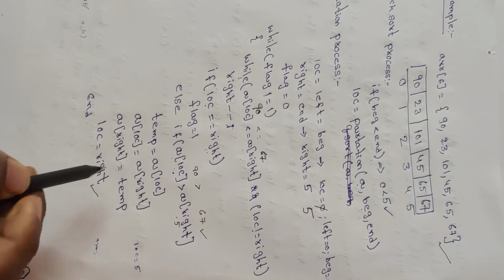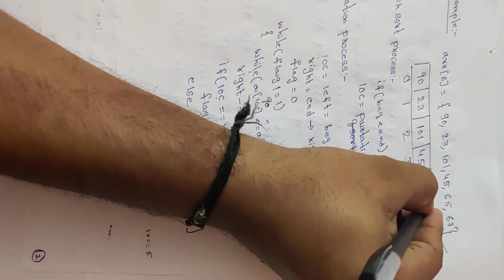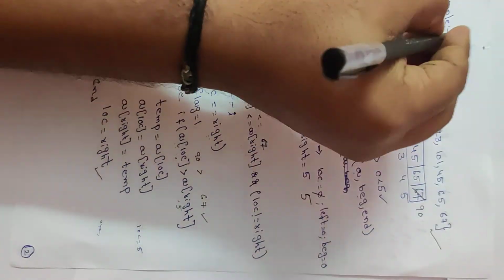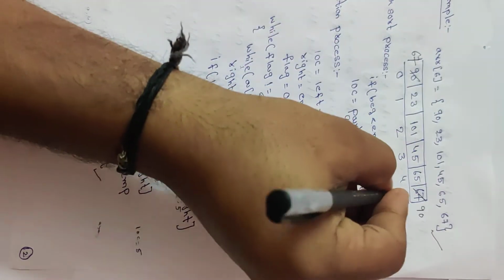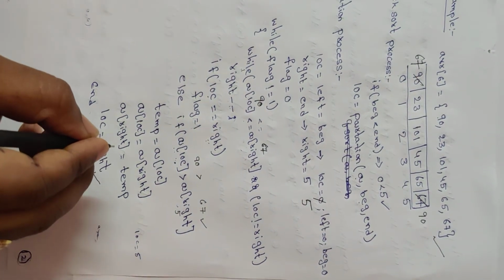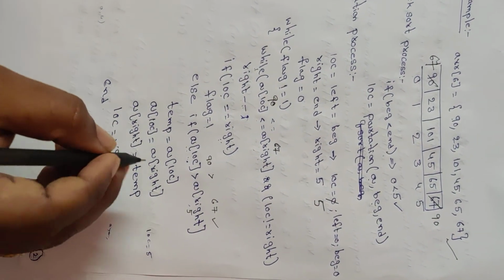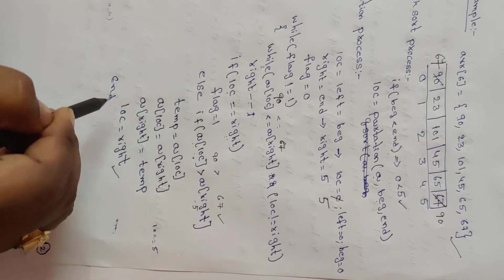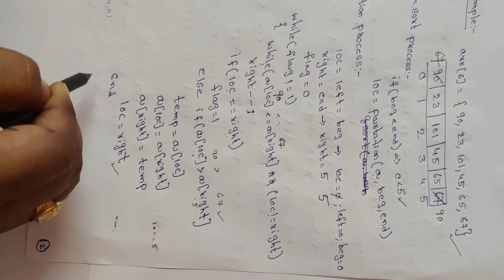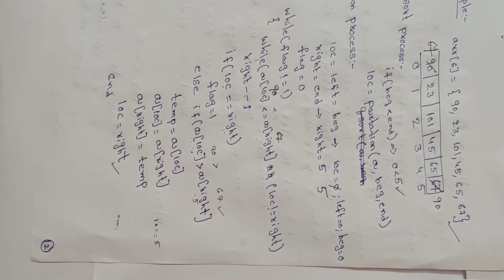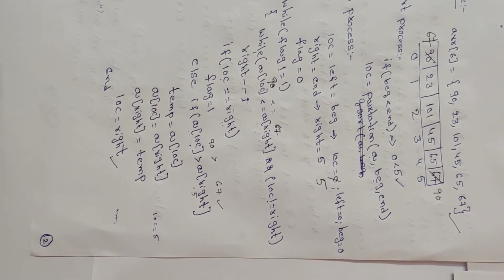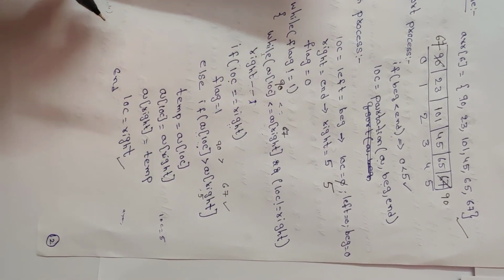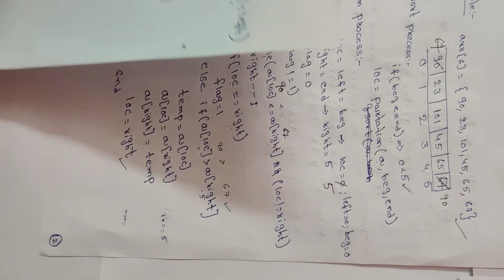So what we are doing here is changing these values: here it comes 90, here it comes 67, and then location equals 5. Now this condition is finished. Now we have to scan from the left side. The flag is not equal to 1, flag is 0; the flag value does not change anywhere. Now we need to compare a of location value with a of left value.